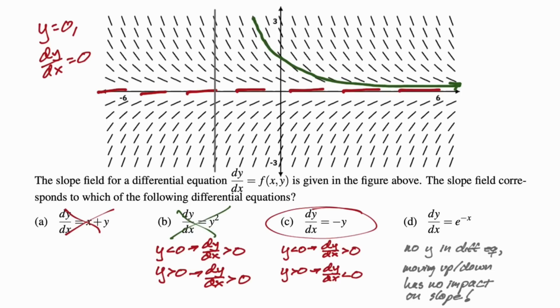You can cross out d. You also could have crossed out d on the very first thing that we did, but we didn't. And so that's a good problem. Let's look at the next one.